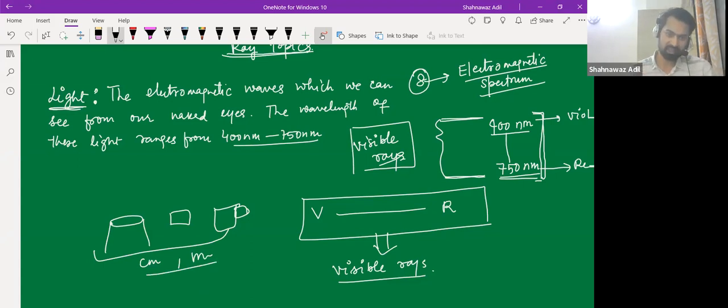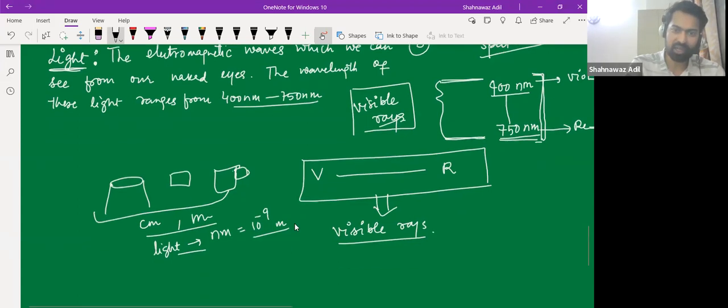And then there are these light rays. What is the range of these light rays? What is the wavelength? These are in nanometers, which means 10 to the power minus 9 meters. So you see that as compared to these objects, the wavelength of light is very small.